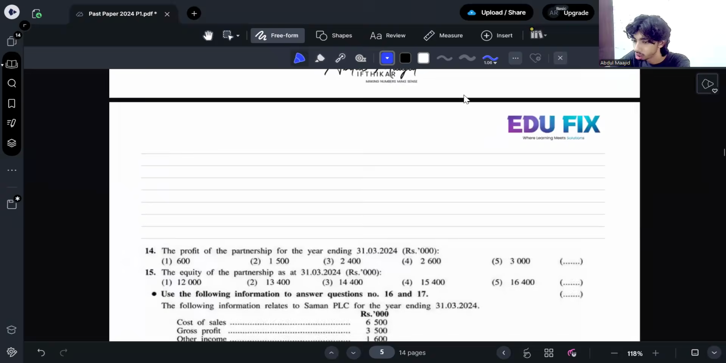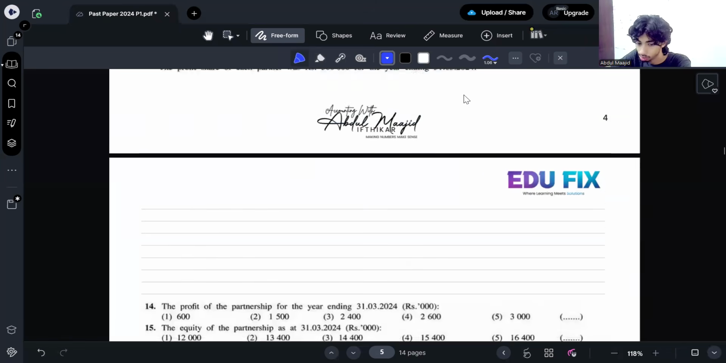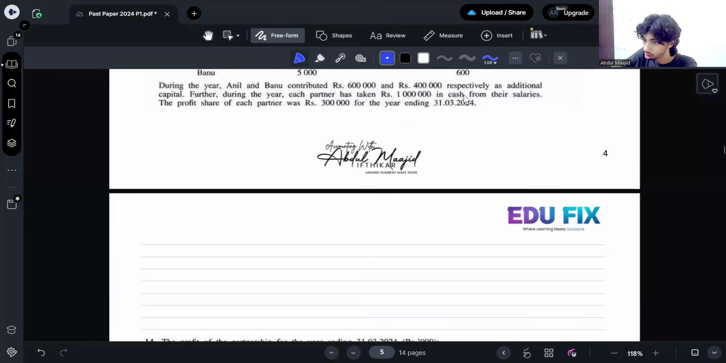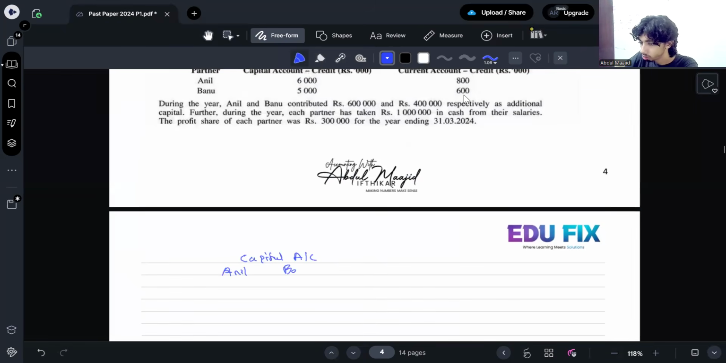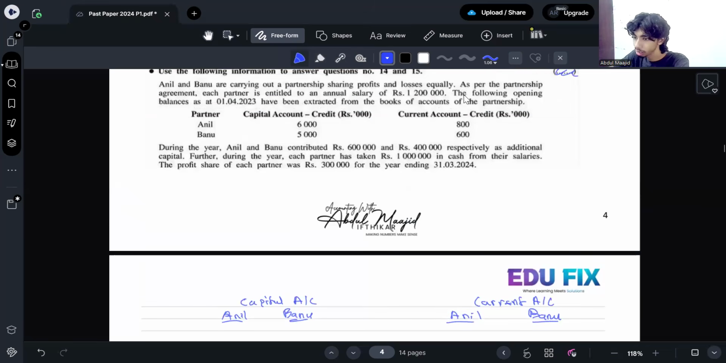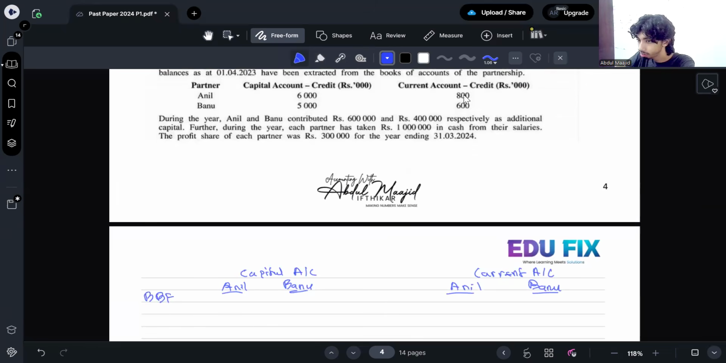Then 14 and 15. Profit of the partnership and equity of the partnership. Okay. So capital account, current account. To find the equity, so then capital account, Anil and Banu, right? Current account, Anil and Banu. Okay, they have given the opening balances here. You can say BBF 6,000 and 5,000. Current account BBF 800 and 600.